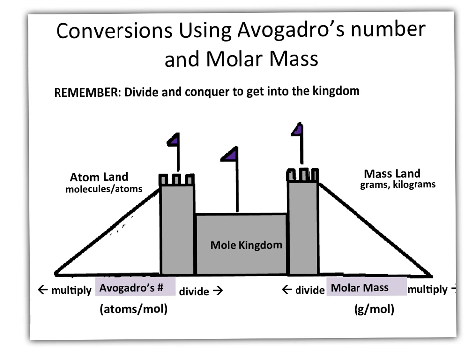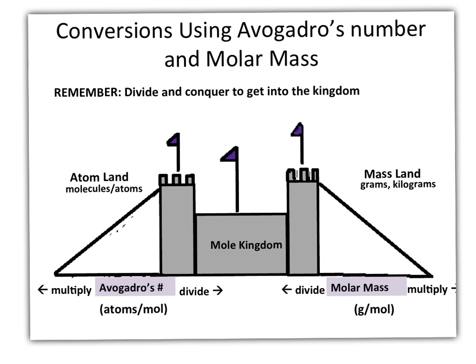Now, the feature of the mole kingdom that always helped me get my conversions correct was the idea that in order to get into the kingdom, whether you're coming from mass land or whether you're coming from atom land, is always going to require you to divide. Why? Because in order to conquer a kingdom, you must divide and conquer. So anytime you're going from one of the lands into the kingdom, you will be using division, with either molar mass or Avogadro's number. And the use of the molar mass or Avogadro's number depends on if you're starting in mass land or if you're starting in atom land.